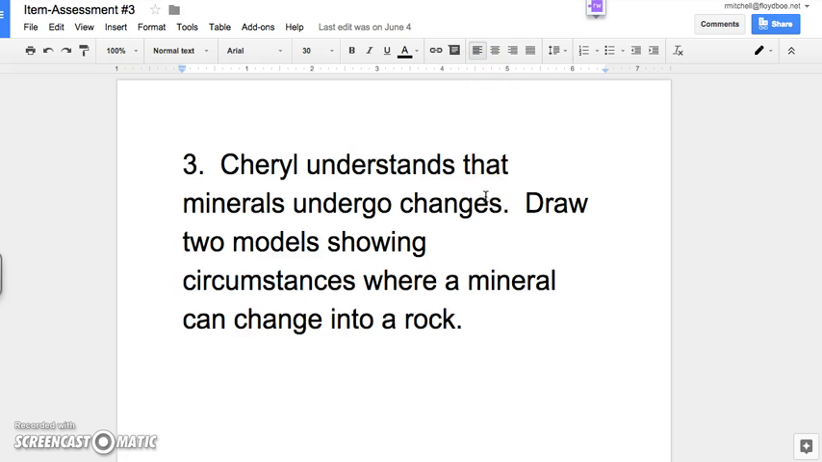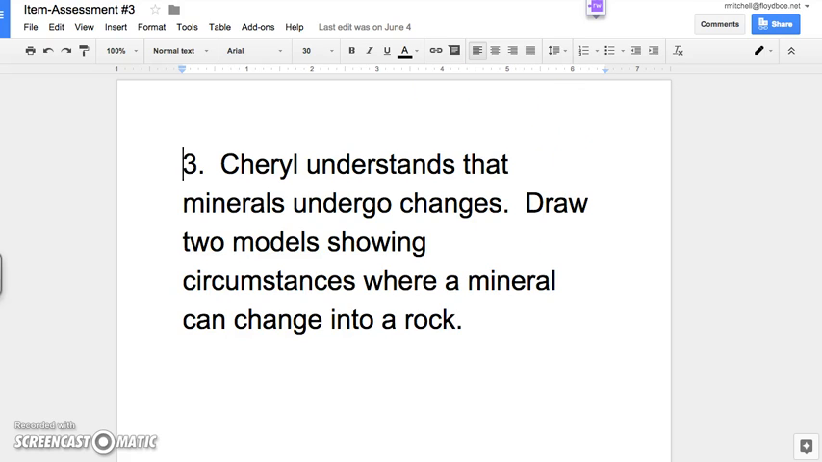Cheryl understands that minerals undergo changes. Draw two models showing circumstances where a mineral can change into a rock. You may notice this is not a multiple choice question. It's going to be pretty hard to have all three dimensions in a question and it still be multiple choice. It's just going to be a challenge.